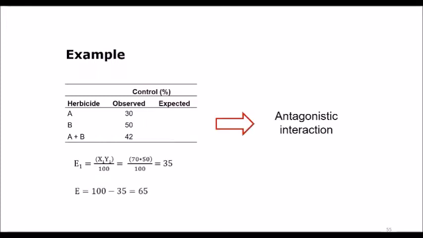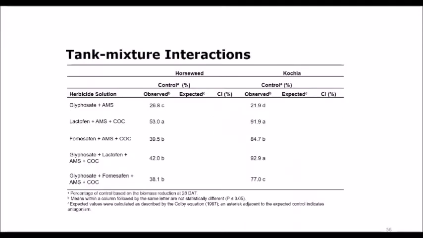And lastly, we have now this, again, product A 30%, product B 50%, but we combine the two, we get 42% control, expected 65. We work through our equations, same way we did for the first two. We now have an antagonistic interaction where that expected control should have been higher than what we were actually observing in the field or in the lab.